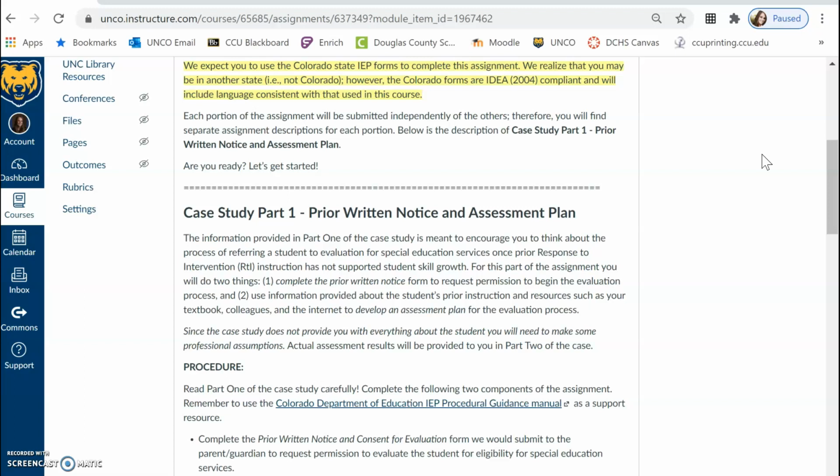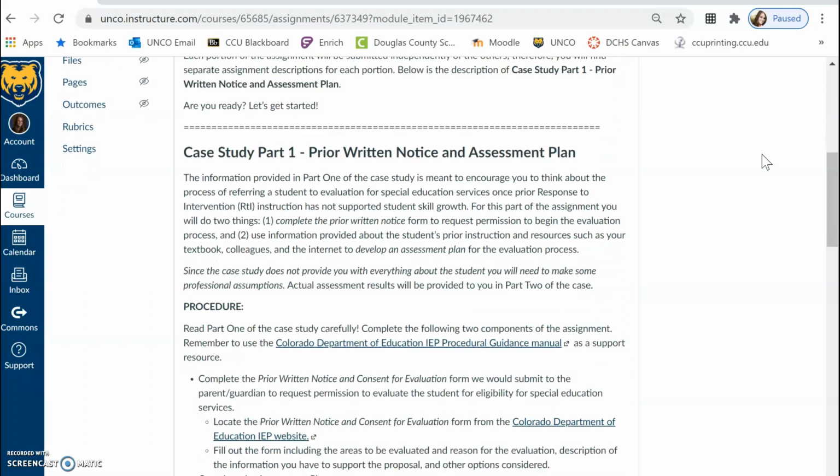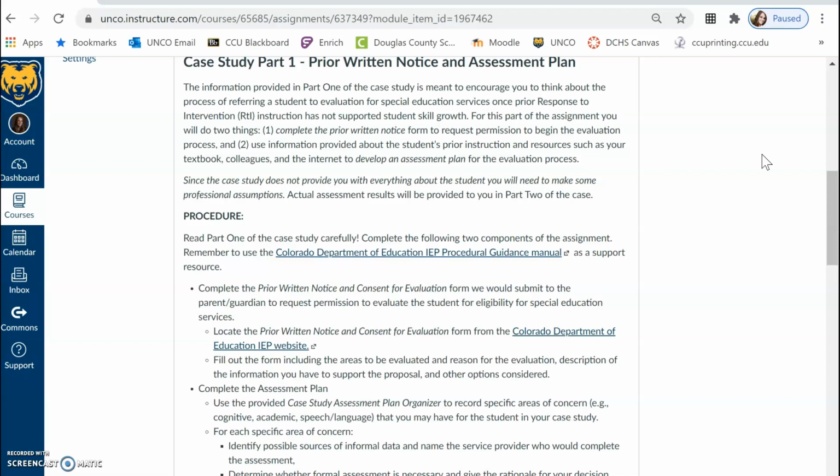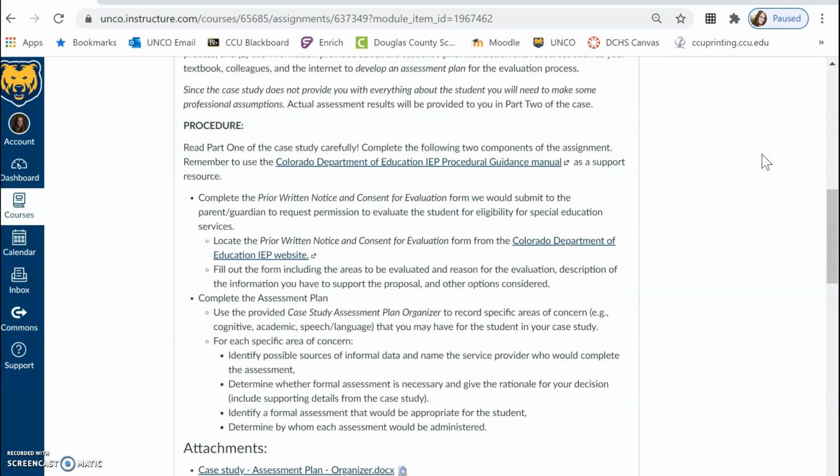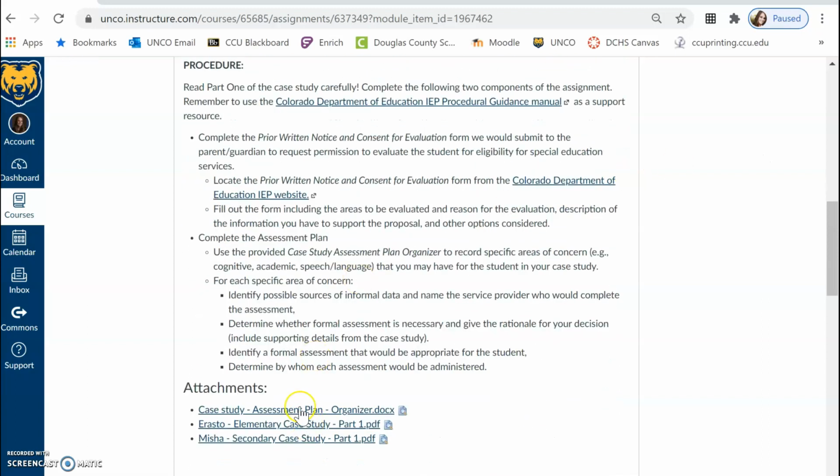Okay, we are using Colorado forms for this assignment, and we'll take a look at this part 1 in particular. So this is a chance for you to complete 2 different forms. I'm going to pull up the prior, here are the 2 case studies, by the way. You can read about the students. There's pictures. These are fictitious case studies.